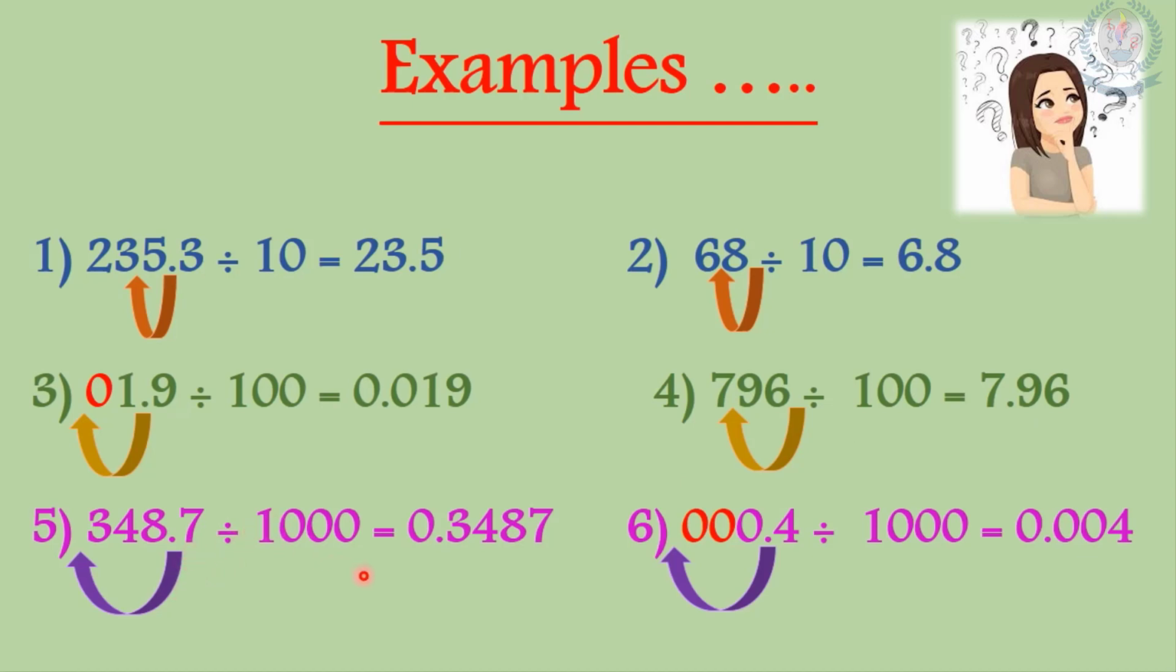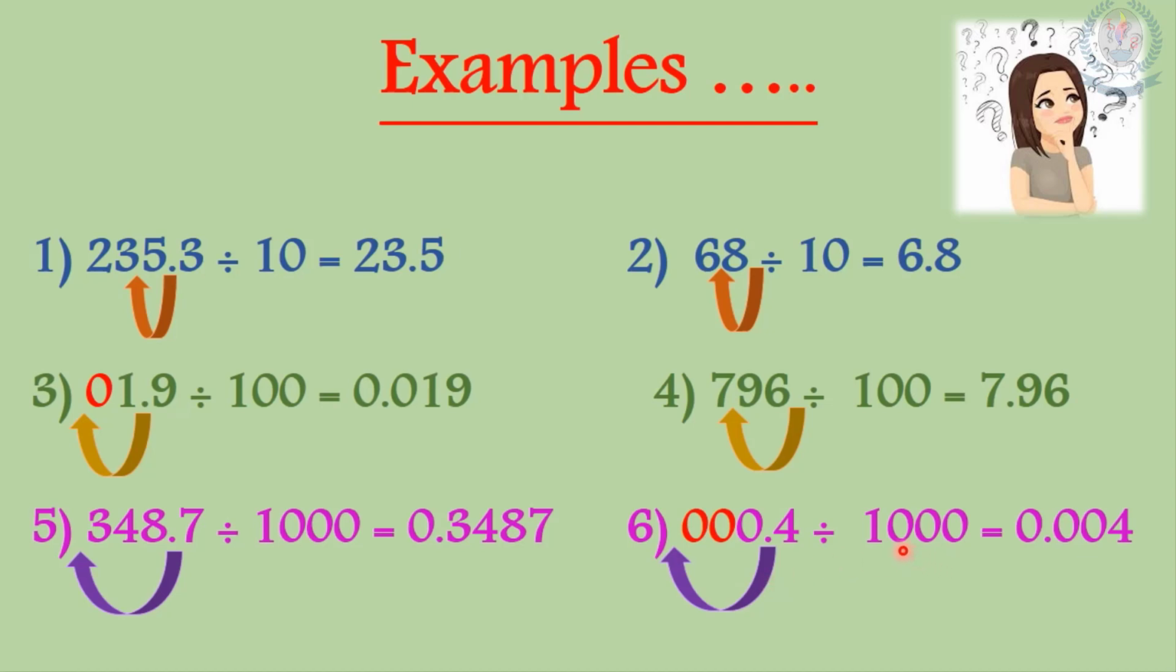Next one, 348.7 divided by 1000. Here we have to divide by 1000. So we have to take the decimal place to left hand side by 3 digits. Now the decimal place is in between 8 and 7. We have to take the decimal place to left hand side by 3 digits. Then it comes in front of 3. That means the answer is 0.3487.